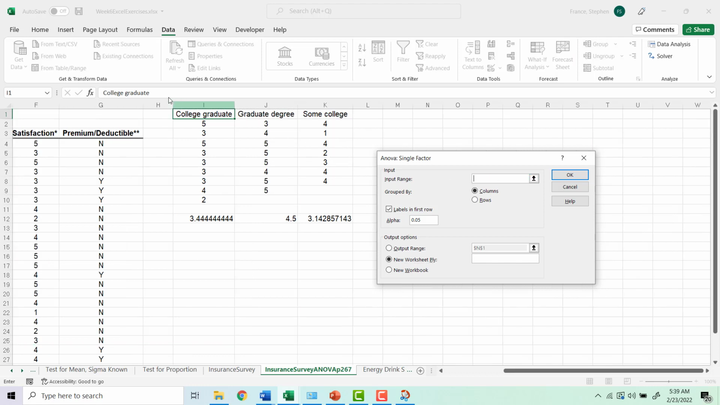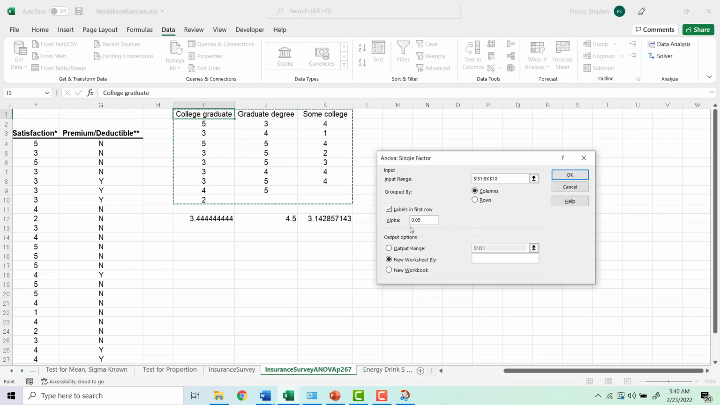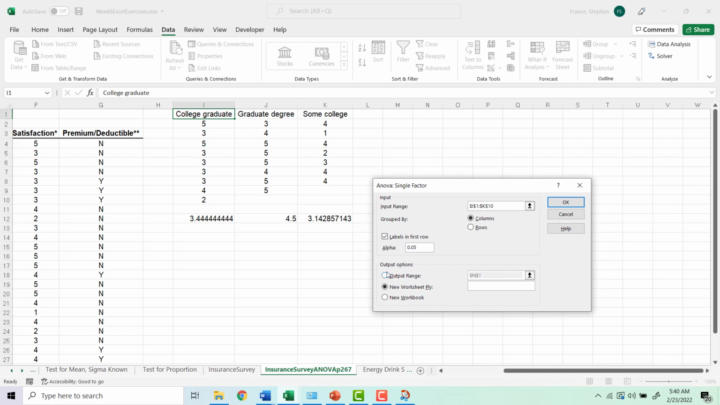So my input range is basically, we need to include all the rows. It doesn't matter if we have any uneven numbers of rows. Very important, we have labels in the first row selected. We're grouping by columns, i.e. each of my means is in a column. We could have done it in rows, but this is more normal. And we're selecting our alpha level, the type 1 error, the strictness of the test, to be 0.05.